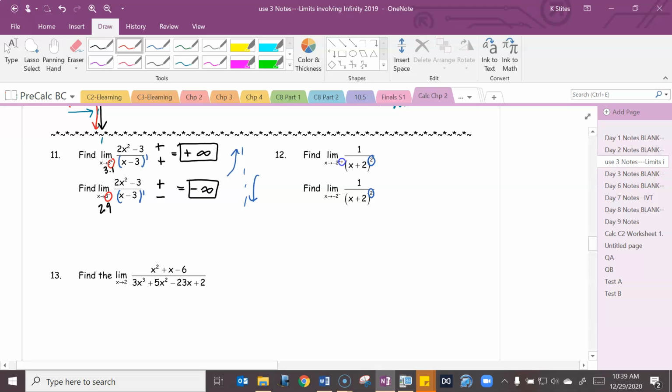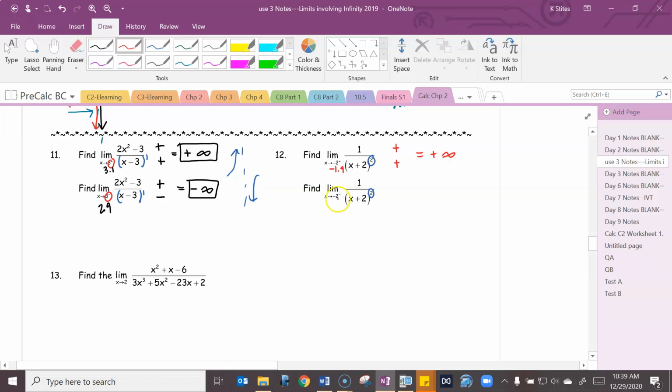So negative 2 from the right, I want something to the right of negative 2. I'm going to do negative 1.9. Well, the 1, that's a positive. Negative 1.9 plus 2 is a positive. Square it, it is a positive. Positive divided by positive is a positive infinity.